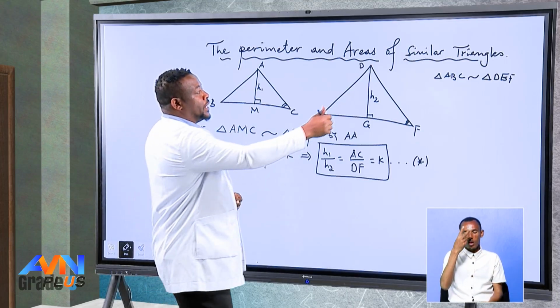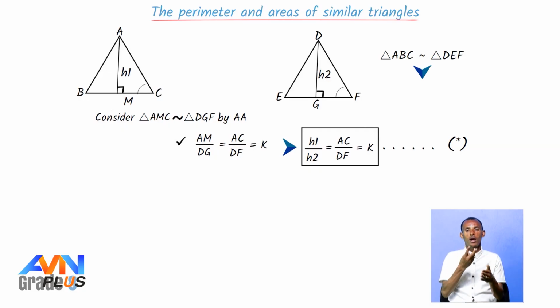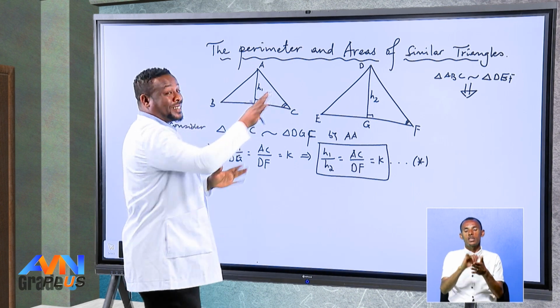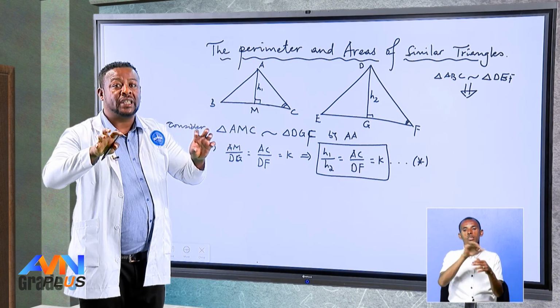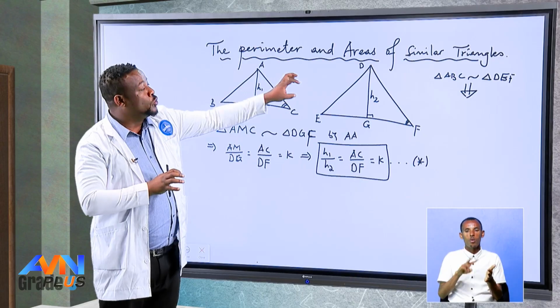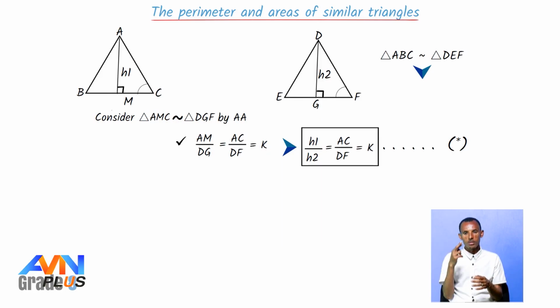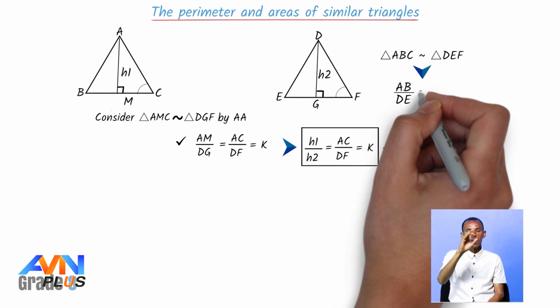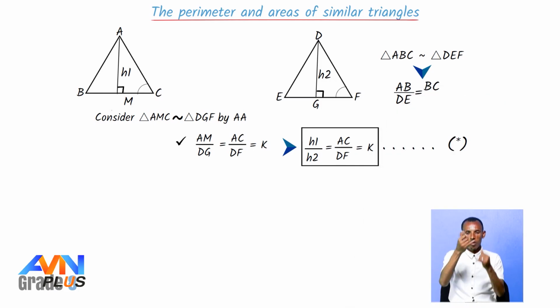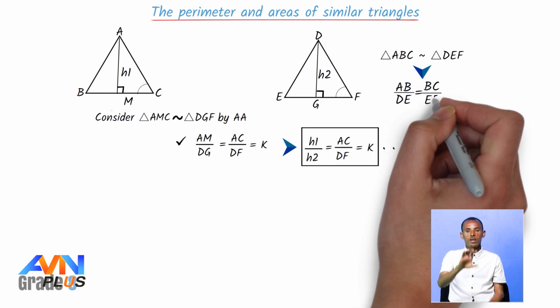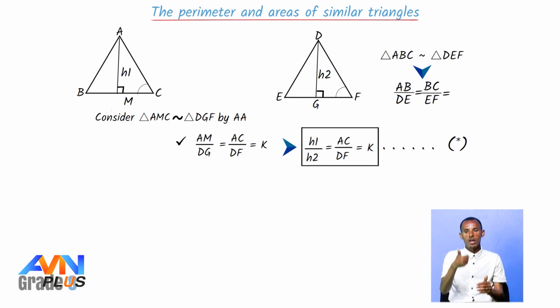Here we are assuming that the bigger triangles are similar. That is the initial point that we have. If these two are similar, by default, you can have AB over DE is the same as BC over EF. This is the same as AC over DF. These all are the same and their constant of proportionality is K.